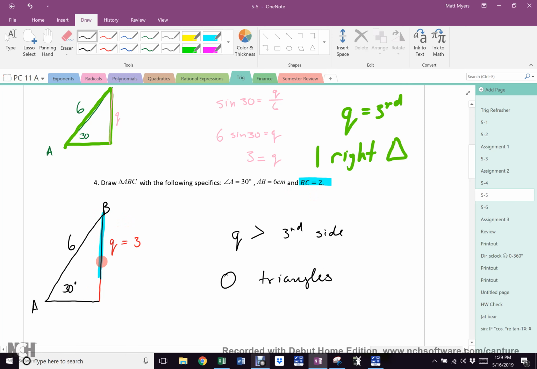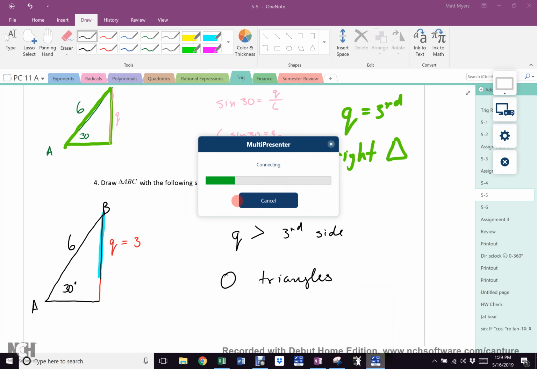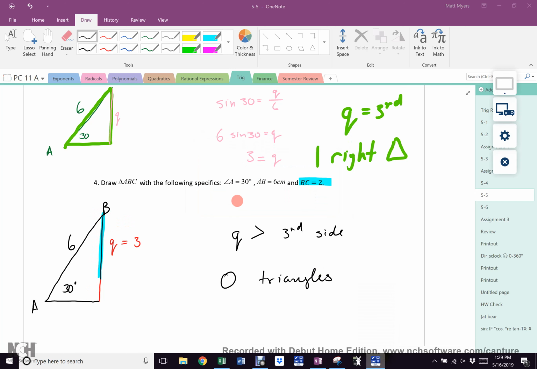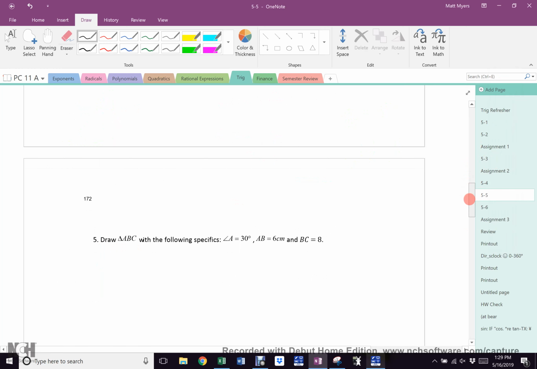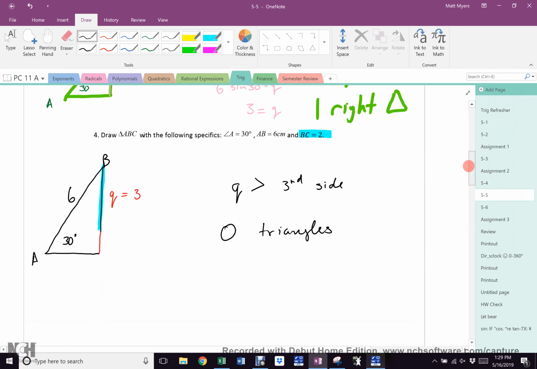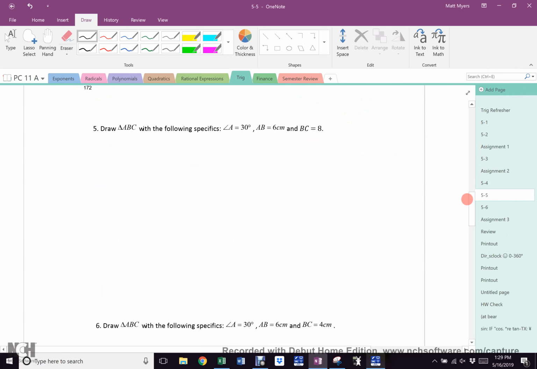So this blue side, I know the screen is blue, this blue leg will just swing like a pendulum, won't it? It'll never touch the bottom. Is everybody good? Okay? All right. So let's go to a third one. This is number 5 on page 172. Notice we are keeping the same thing.